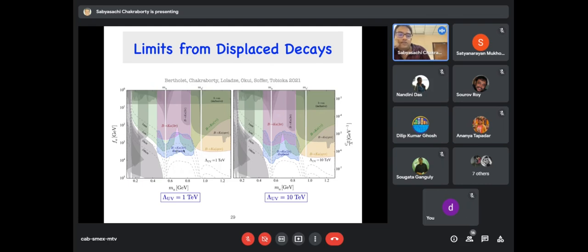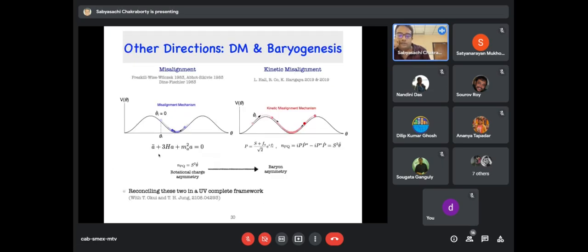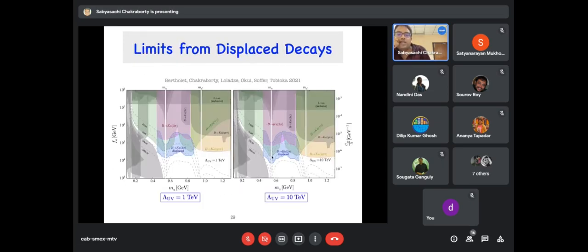As you can imagine, this was the region where the axion mostly decays to 3 pions, from the branching plot. The axion decays to 3 pions, displaced. A displaced vertex can probe certain parts of the parameter space.